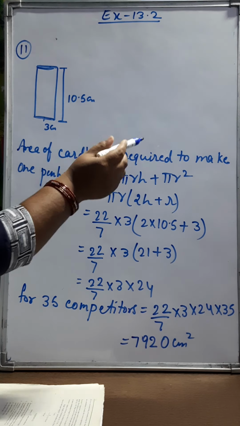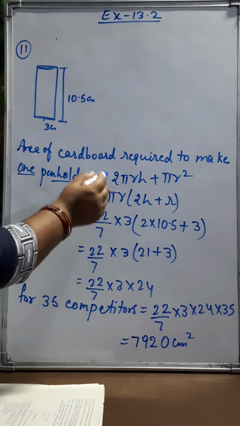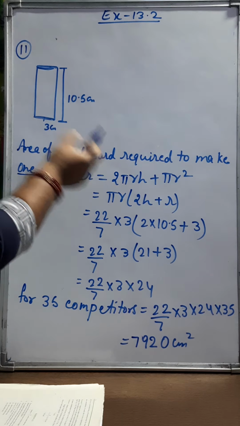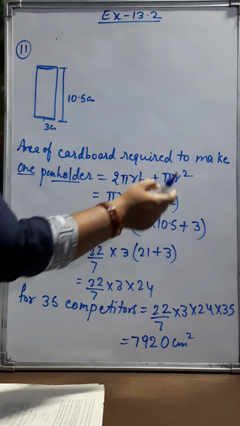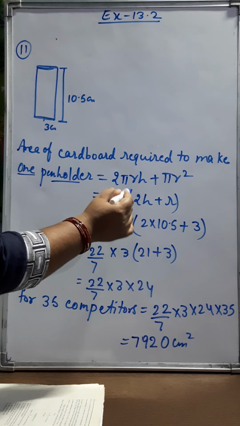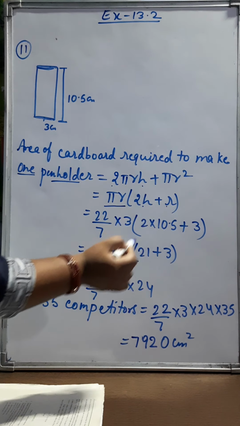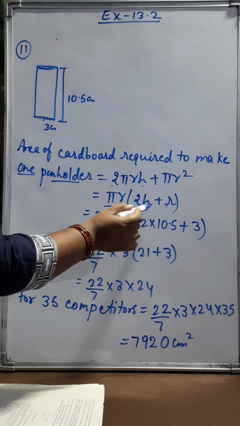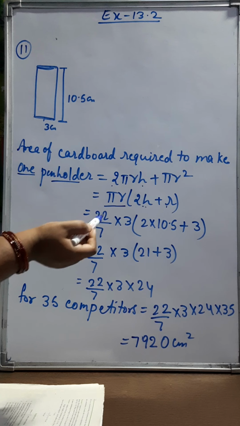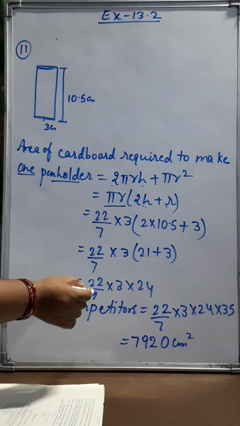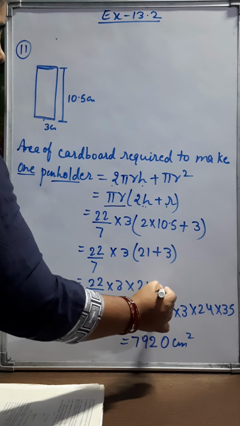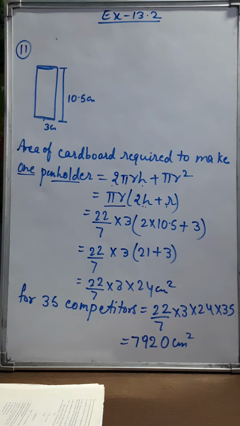So area of cardboard required to make one pen holder will be curved surface area plus area of base. So here I took 2 pi r h plus pi r square. From these two, pi r can be taken. So we have inside the bracket 2h plus r left. By putting at the place of h 10.5 centimeter and at the place of r 3 centimeter, if you will calculate, you will get 22 by 7 into 3 into 24 centimeter square is required for making one pen holder.